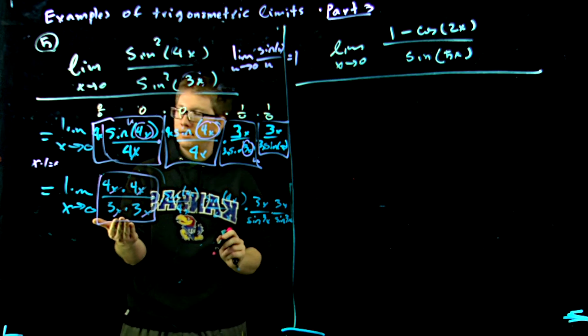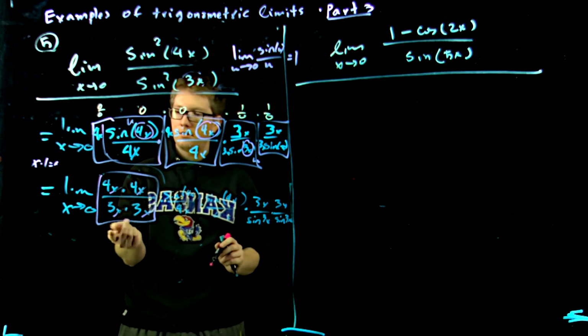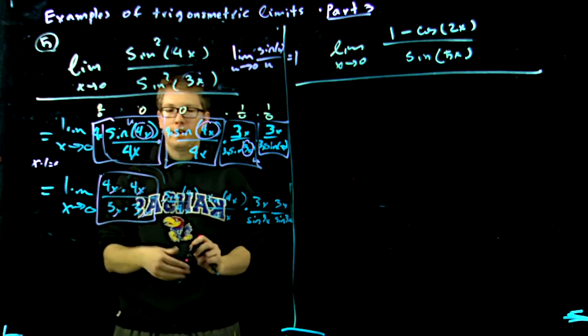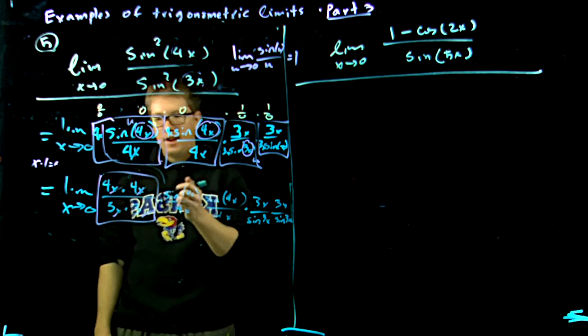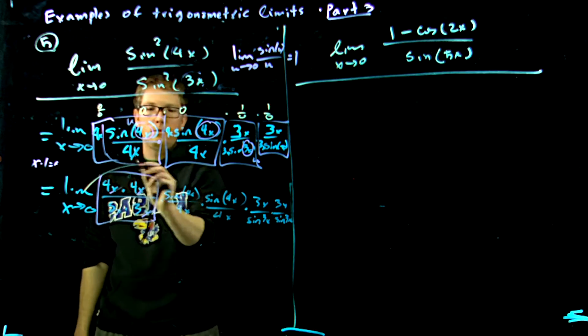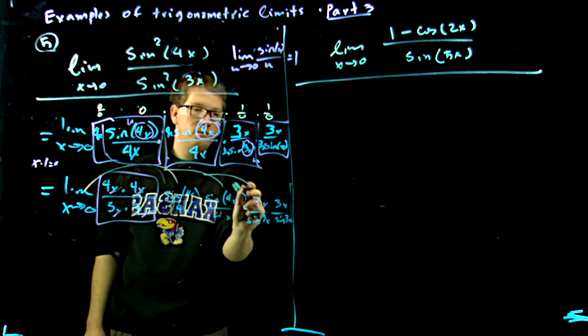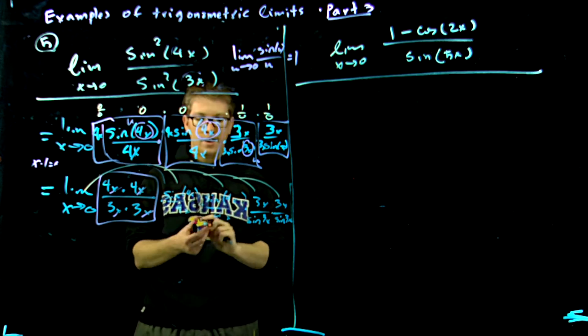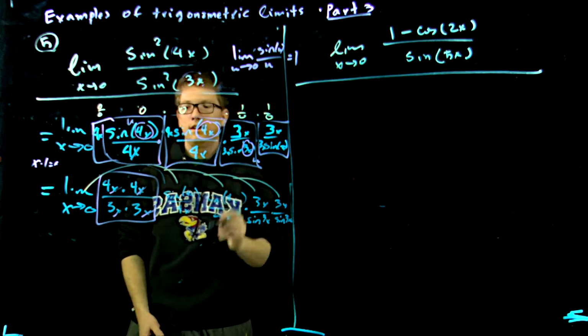And now this will become a constant term. So 4 times 4 is 16, 3 times 3 is 9. And then I can pull that out in front of the limit by our limit laws. And then this limit here will be able to distribute to this term, to this term, to this term, to this term. And now we can really start to use this identity.